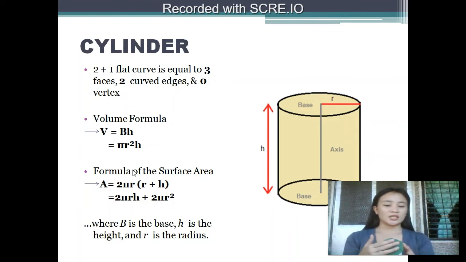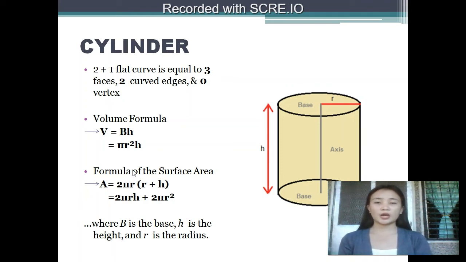are flat surfaces or faces, 2, and 1 flat curved surface. So the total is 3 faces. And also, we have 2 curved edges. This one and 2. But we have no vertex because we can see that this cylinder has no pointy side or pointy shapes, so it is considered as zero vertex.